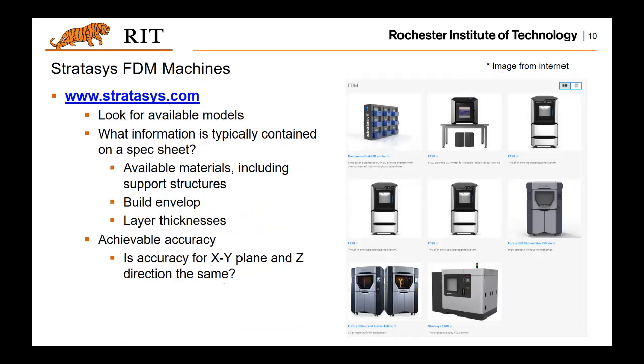Also here shows you some of the high-grade commercial machines produced by Stratasys, and you can take a look at it if you want. But there is one question I want to ask you. For this kind of fused deposition modeling machine, not only the one from Stratasys, but more in general, is the accuracy for XY plane and Z direction the same or not? Anyone want to answer?